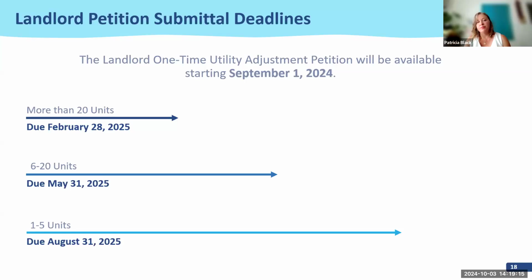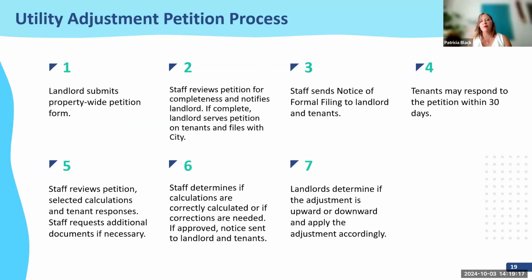They are critical. So what does the process look like? This is a very high level overview. You're going to submit a property-wide petition form. We're going to review it. You're going to receive a notice of submission review from us, and I'm going to show it to you right after this. It's going to tell you exactly where you are in the process. It's going to say, hey, your petition looks ready to serve. Hey, your petition has some problems. Or, hey, you missed your submittal deadline.